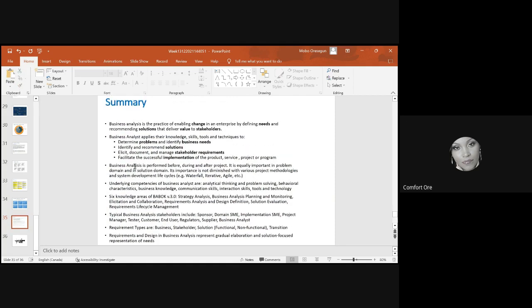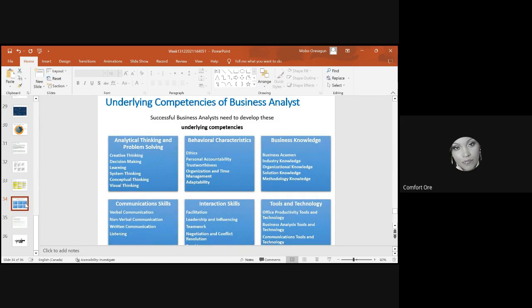So here we are, a summary. We're saying a business analyst, or business analysis, is the practice of enabling change. But before we even get into that, can we remember how I described the role of a business analyst?